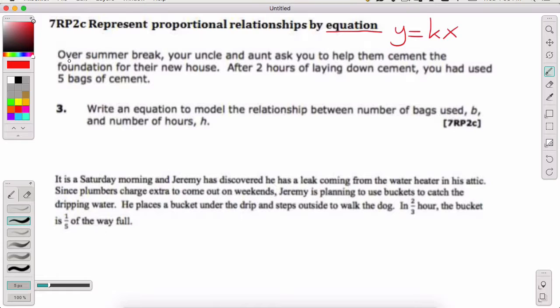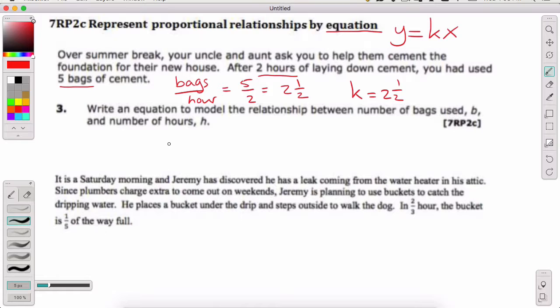Okay, this refers back to some of the previous questions, so I'll make sure that I read the background information again. Over summer break, your uncle and aunt ask you to help them cement the foundation for their new house. After 2 hours of laying down cement, you had used 5 bags of cement. I already figured out that the unit rate is bags per hour, and it's 5 bags per 2 hours, so it's 2.5 bags per hour. So my K number is 2.5.